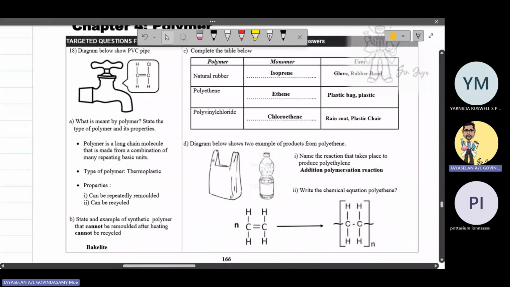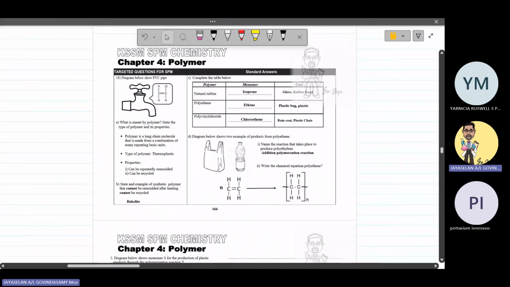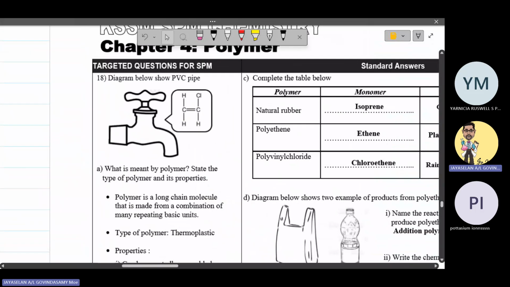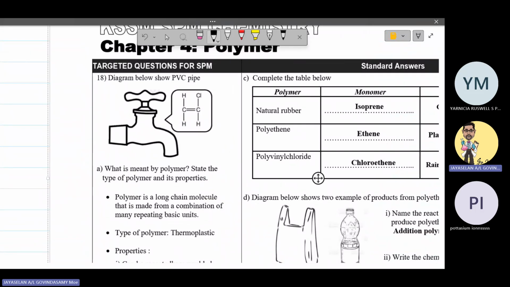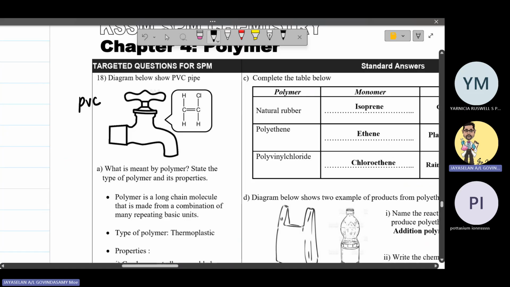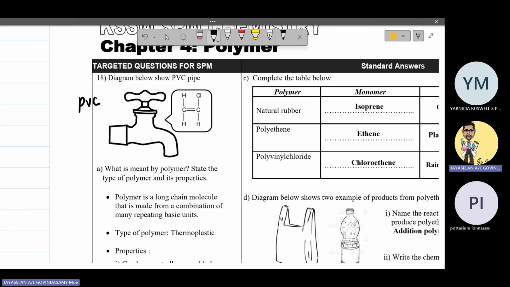Okay, look at this question. You all got the module, right? Once they give you this PVC pipe or any plastic chair, umbrella, all this belongs to PVC. What type of polymer? PVC. You can write PVC or polyvinyl chloride. And you put the monomer. What is the monomer? The small basic identical unit. You take the C, put here chloro: chloroethene.